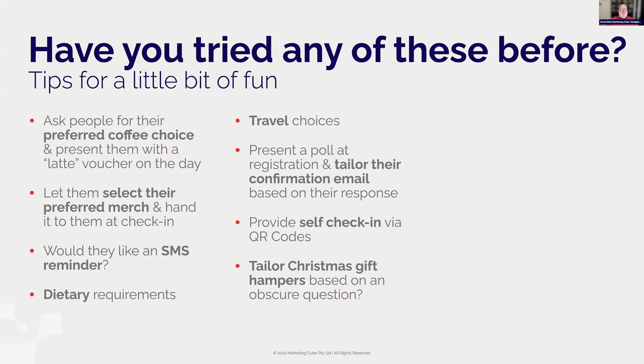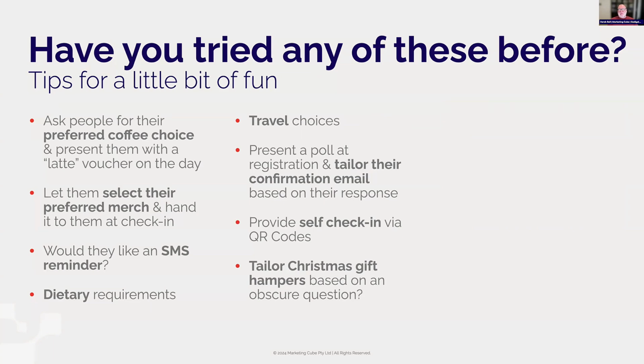What about selecting their favorite merchandise? Maybe you guys do some amazing merchandise. People love it. It's kind of cool, great brand, etc. Ask them what their preferred merchandise is at the point of registration, and maybe have that available for them when they check in on the day. We talked about SMS reminders. Dietary requirements is always a really important thing. If there's food, maybe not so much fun, but it certainly won't be fun if you get it wrong. So it's a good thing to ask people.